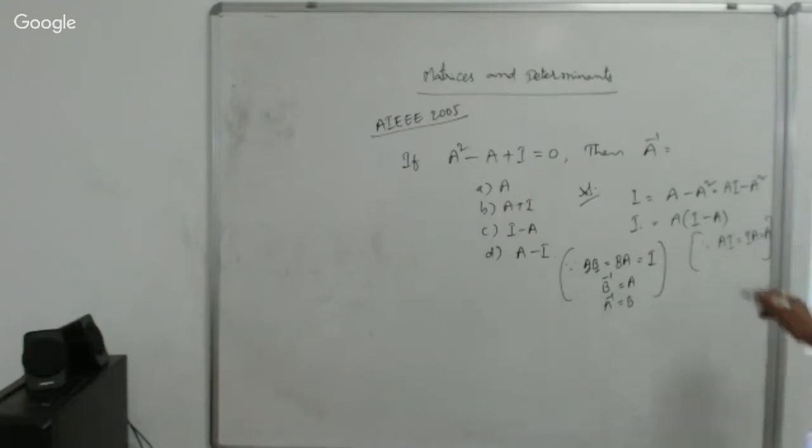Now here it is in the form of AB equal to I. Now A inverse equal to B only. Therefore, A inverse equal to this one only, I minus A. Answer is C.